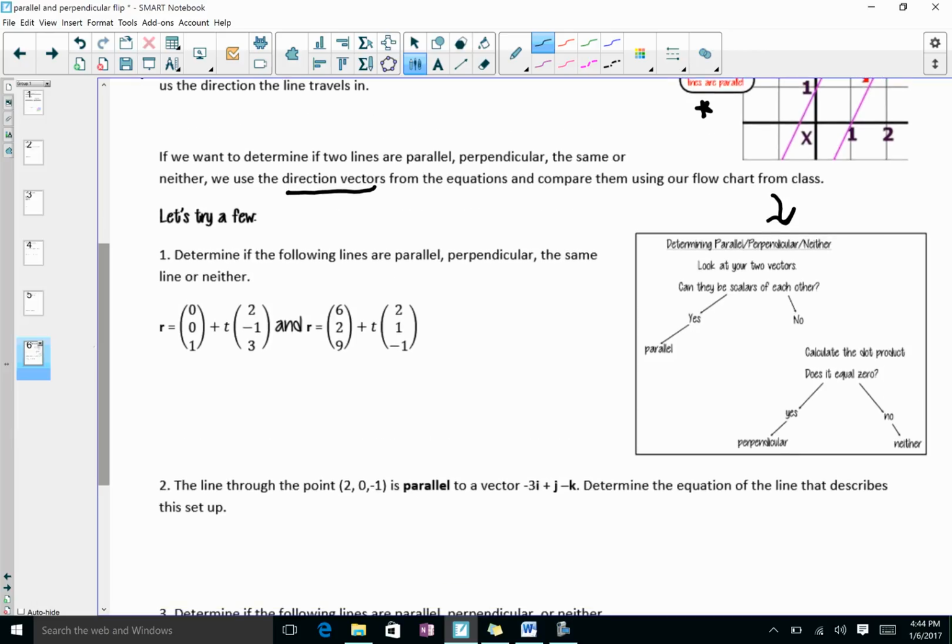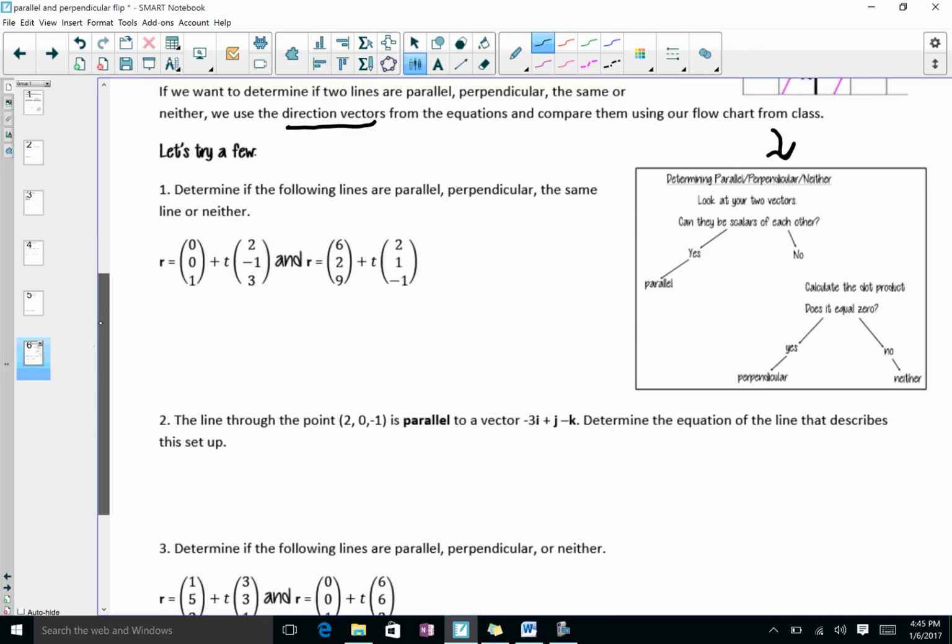If you'd like to try these examples on your own, pause the video, you can do that. Just hit play again and the answers will be waiting for you. In the first one, it wants us to determine if the following two lines are parallel, perpendicular, the same, or neither. So what I'm going to do first is focus in on the direction vector portion only. So that's this vector that I just circled and the second vector that I also just circled. And I'm going to compare them.